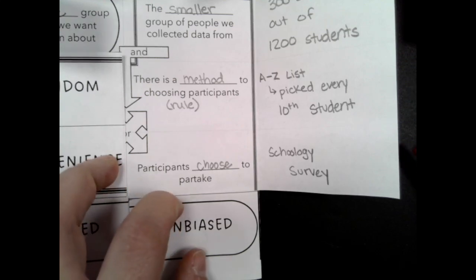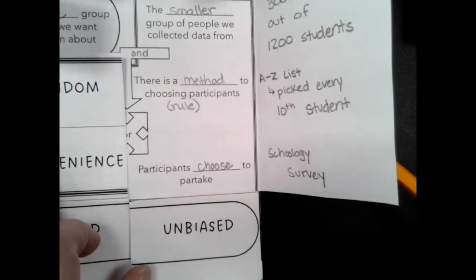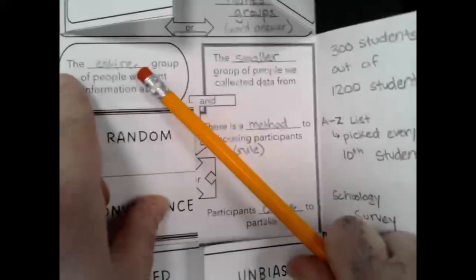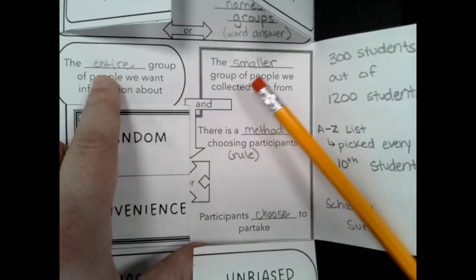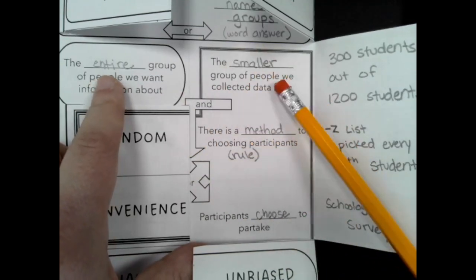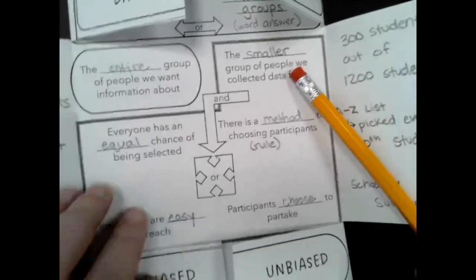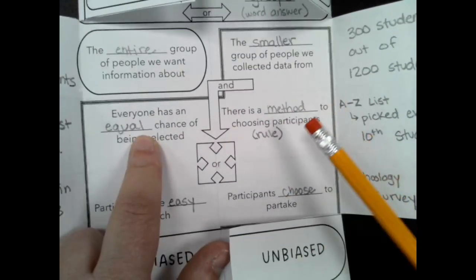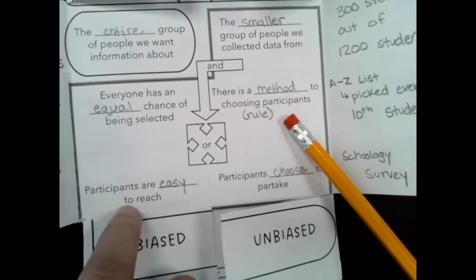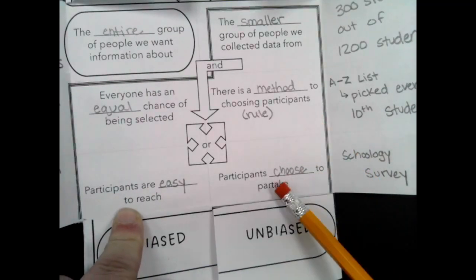All right, so as we take a look at our data, remember we have an entire group, so there should be a population. There should be a sample who we can identify who we asked, and then there's a how. This is how we asked it. Either random, systematic, convenience, or self-selected.